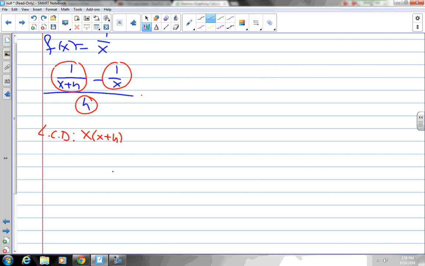So what you want to do with that, the quickest way to simplify this expression is to multiply and divide by that LCD. Is that a legal move? Multiplying by 1, always legal, right? That's what I'm doing. I'm multiplying by 1.